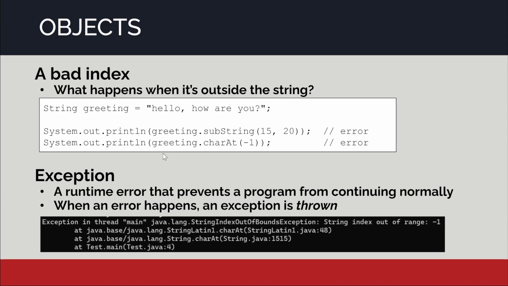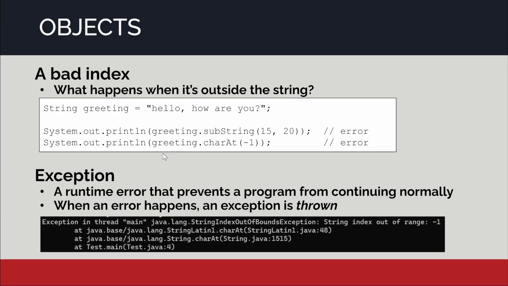Exceptions are errors that happen while the code is running, not while it's compiling. It's after it's compiled and you're running. And it's an error that stops the program from running normally. When that error happens, the terminology that we use is that the exception is thrown. So the code, when it gets to a place where there's one of these errors, it throws an exception.